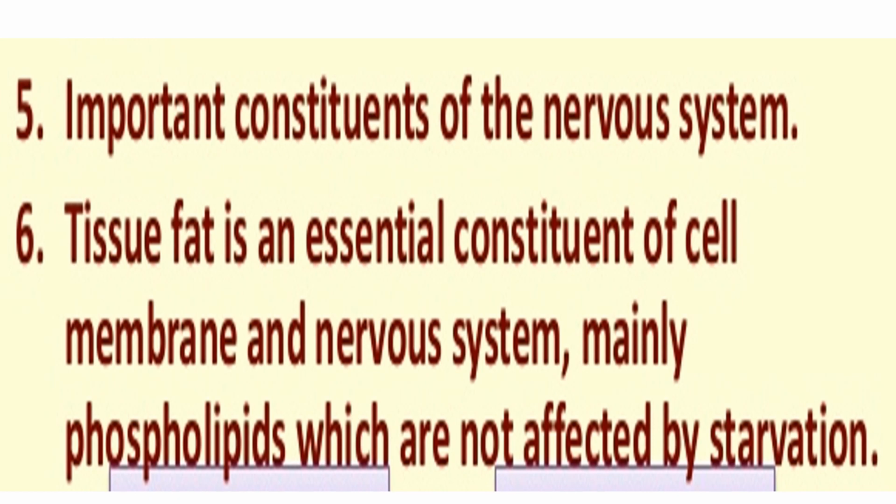This slide shows you the two other important functions of the dietary lipids. One function is that they are important constituents of the nervous system. Lipids in the form of cerebrosides, gangliosides and sphingomyelin are the components of our nervous system. Besides, the tissue fat is an essential constituent of the cell membrane and the nervous system.